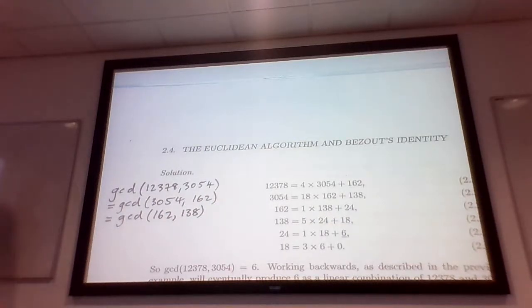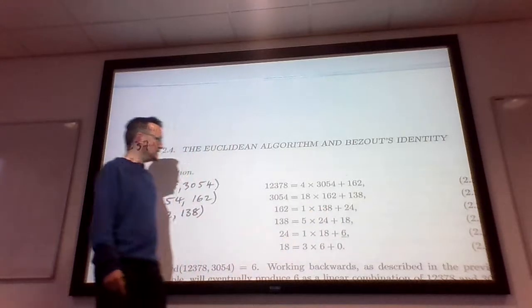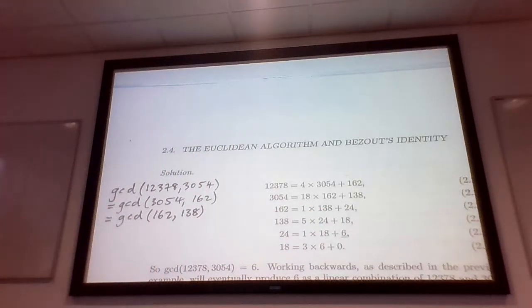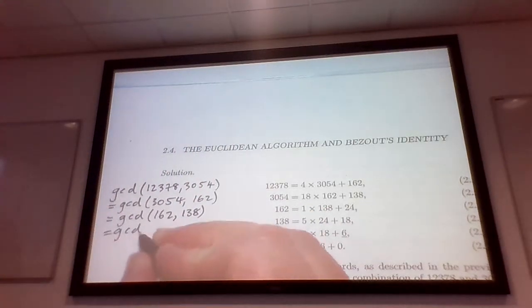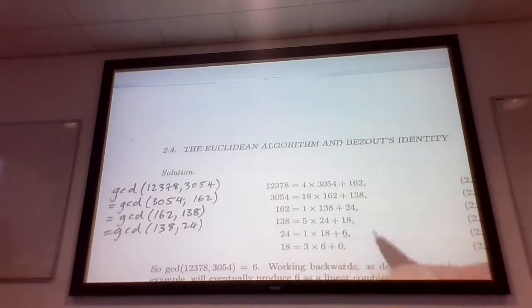Okay. So we apply the process again. 162 divided by 138 gives a remainder 24. So this is the GCD of 138 and 24. Do the integer division again, we get a remainder 18.